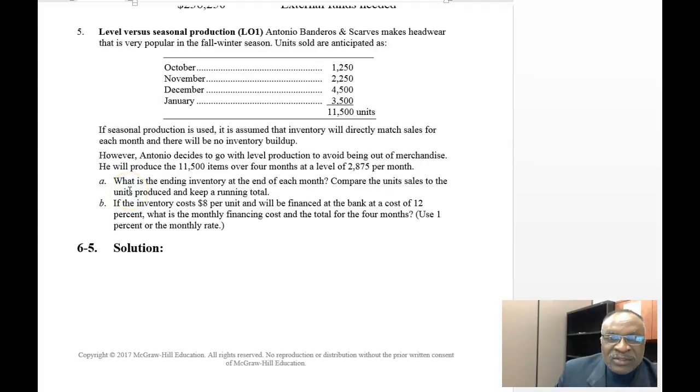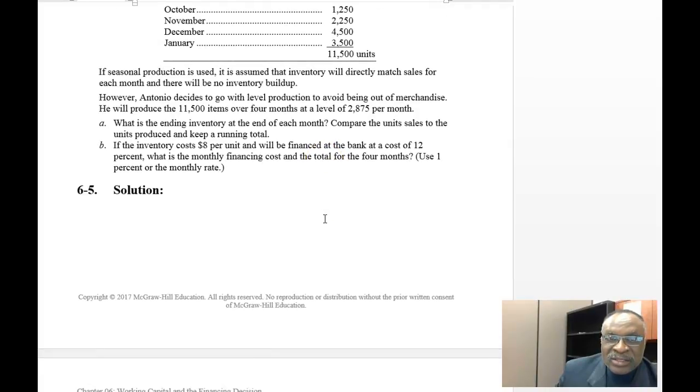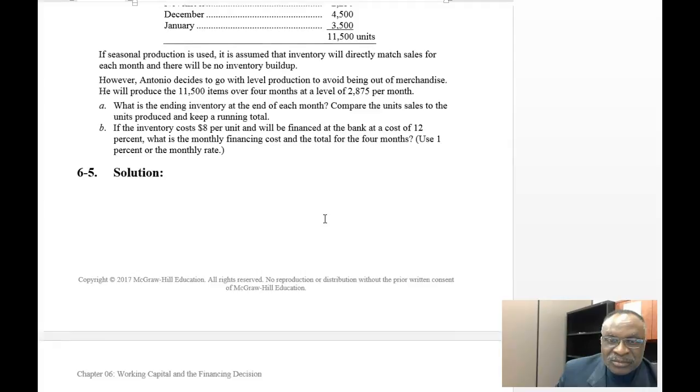What is the ending inventory at the end of each month? Compare the unit sales to the units produced and keep a running total. B. If the inventory costs $8 per unit and will be financed at the bank at a cost of 12%, what is the monthly financing cost and the total for 4 months? Use 1% of the monthly rate. So let us now see how we're going to solve this problem.